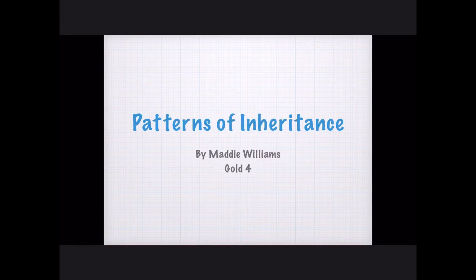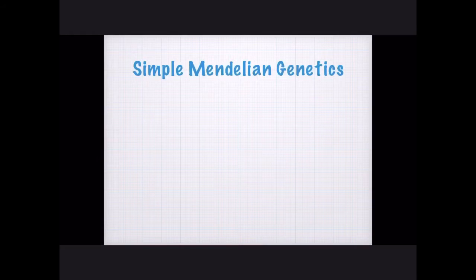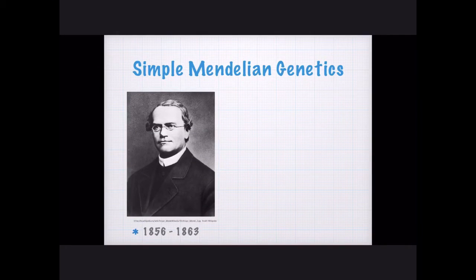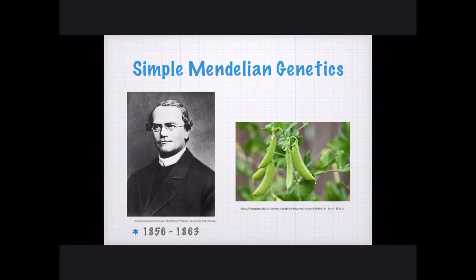This is my patterns of inheritance slides. These cover the concepts that we learned over this past chapter. Between 1856 and 1863, Gregor Mendel, an Australian monk, grew and studied peas.